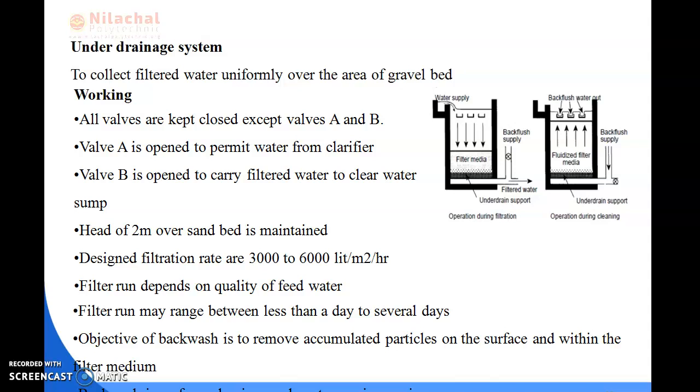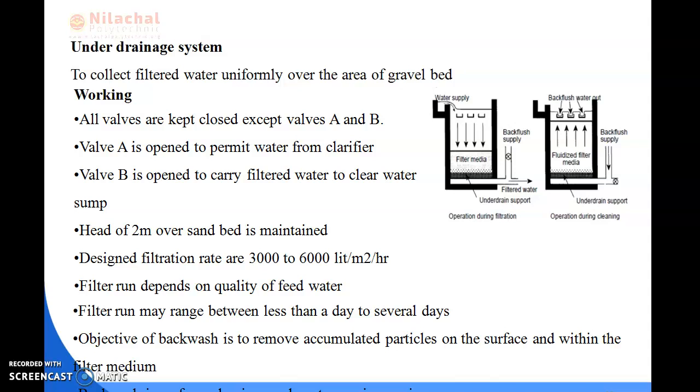And next is working. What is the working of the rapid sand filter? All the valves are kept closed except valve A and valve B. Valve A is open to permit the water from the clarifier, and valve B is open to carry the filtered water to the clear water sump. And the head of 2 meters over the sand bed is maintained, and the filtration rate is about 3000 to 6000 liters per meter square per hour. The filter run mainly depends upon the quality of the water, and it may range from less than a day to several days.